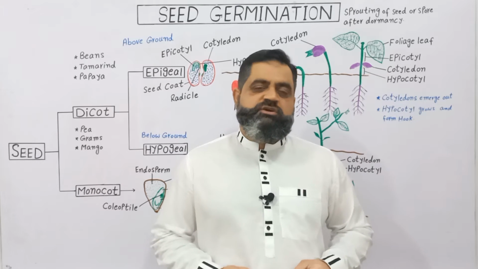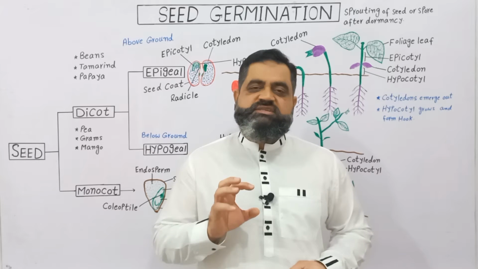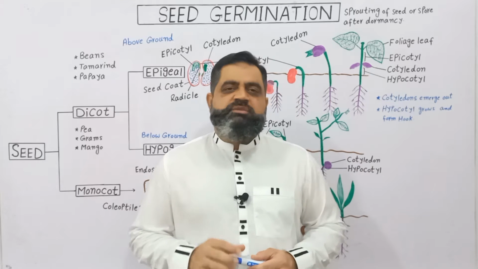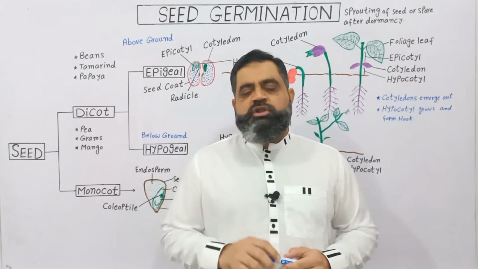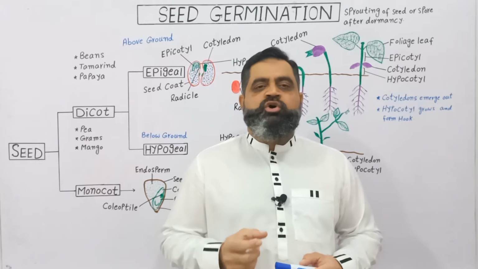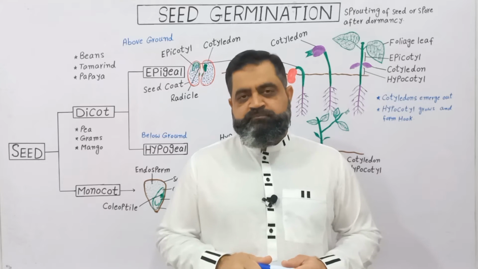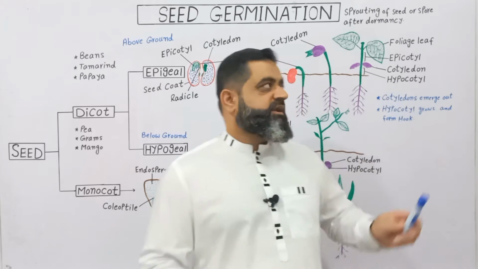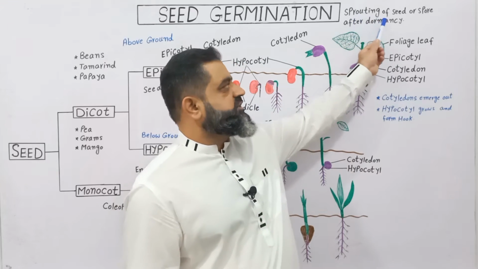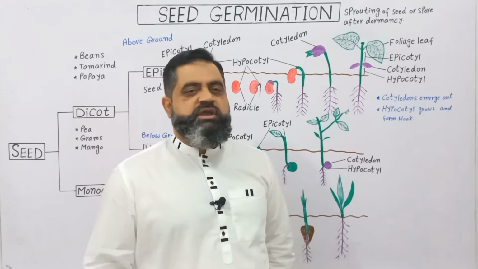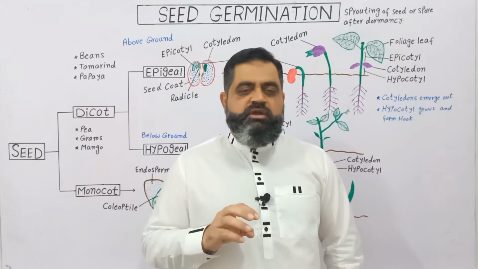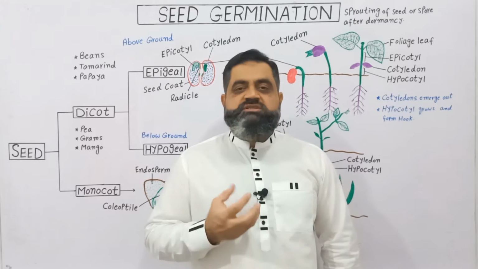In this video lecture, we are going to discuss seed germination. What is germination? Germination is the sprouting of a seed, spore, or any part of the plant for the purpose of growth. So if you look at the definition, it is the sprouting of a seed or spore after dormancy. As you know, after the process of reproduction, after pollination, seeds are formed.